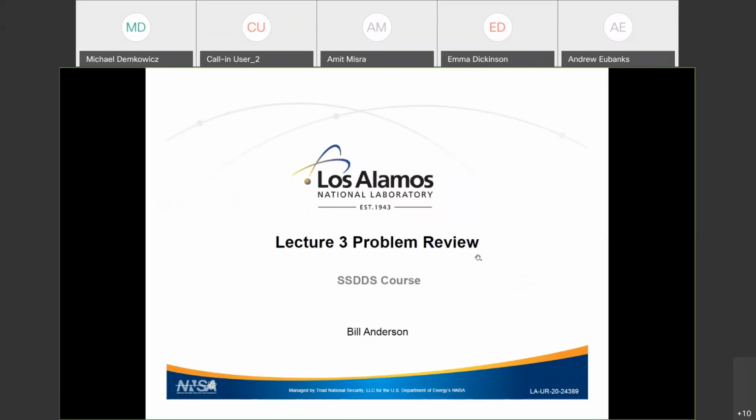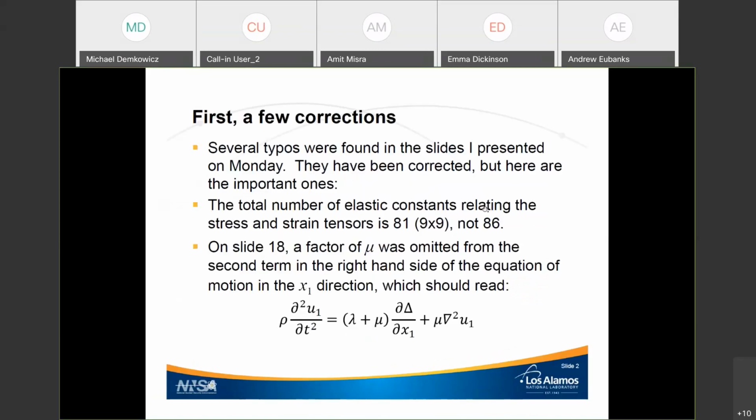So I want to start off with a few corrections. I keep finding typos in my slides. There are two that are the more important ones. One is that, of course, I had, for some reason, 86 down as the number of elastic constants relating the stress and strain tensors. Those two tensors each have 9 elements, so of course the number of constants is 81, 9 times 9. I'm not sure why I had 86 there.